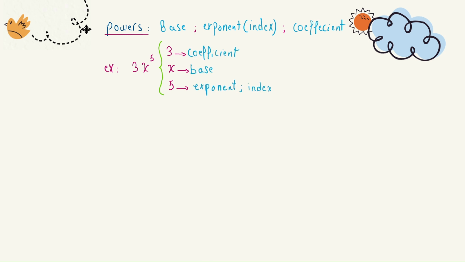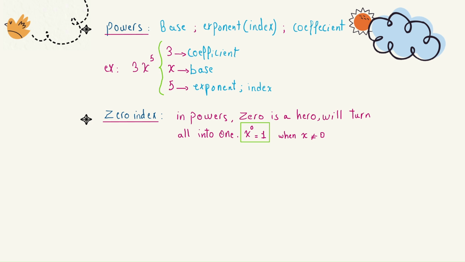Now, let's move on to the zero index concept. In case we have an index of 0 or an exponent of 0, we simply turn everything into 1, taking care of the sign. Just remember that 0 is a hero, it will turn all into 1. First of all, we're supposed to know that in our case x cannot be 0, because we can't raise 0 to another 0, it's undefined.